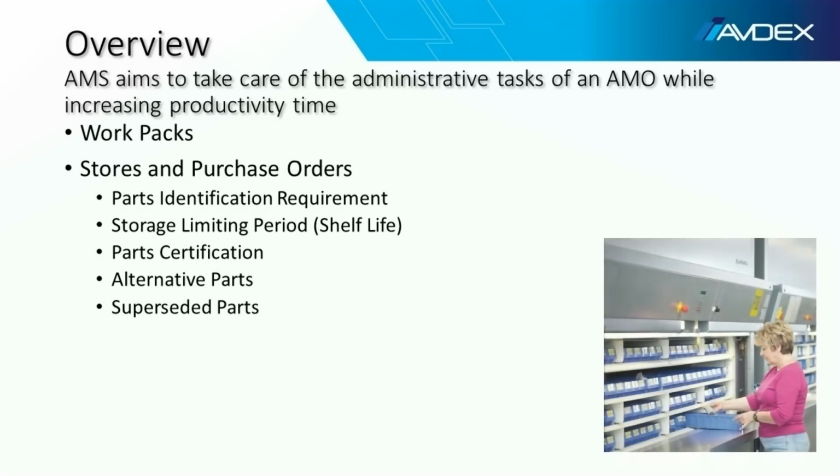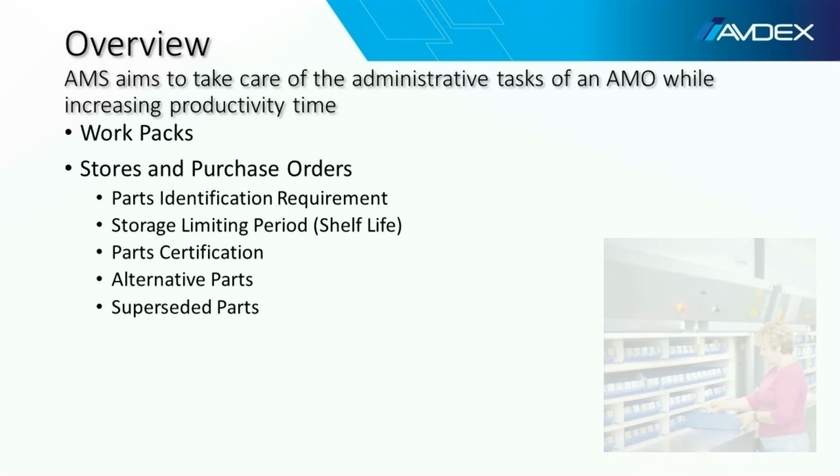Superseded parts. At times, manufacturers and vendors may issue new versions of parts. There may be many reasons for this. Product improvement is the most usual, while failures of older products may also require a part to be superseded. AMS allows for the flagging of superseded parts and the removal from stores of the unserviceable inventory.